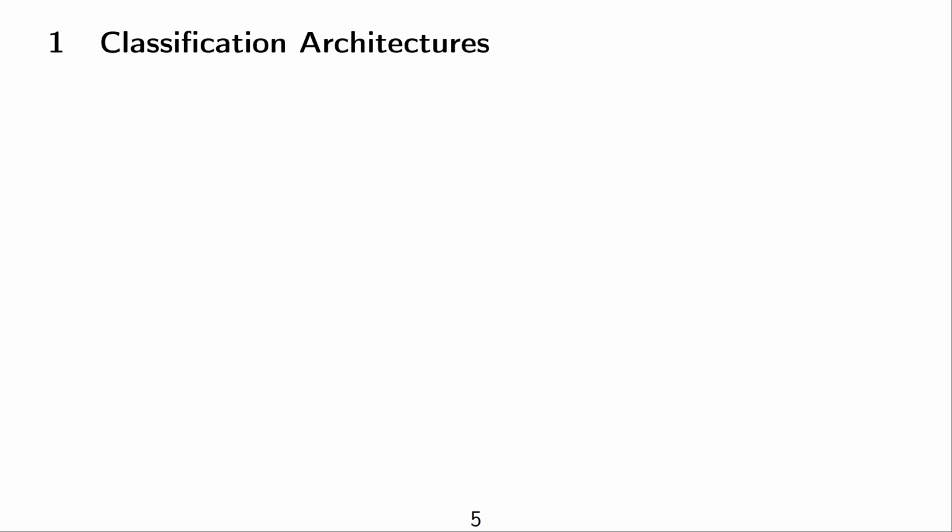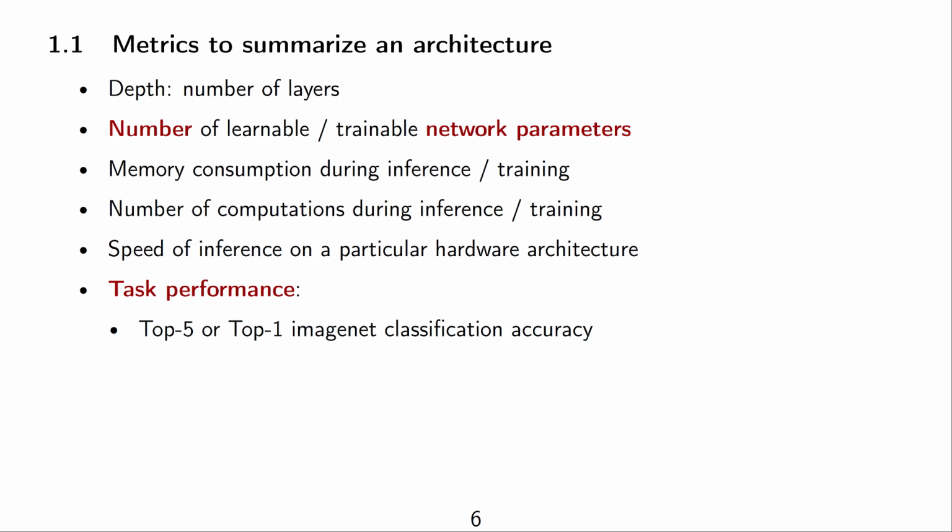In this lecture, we're going to talk about classification architectures. So there are different ways to characterize an architecture. A simple one is to use depth as the number of layers. A very important characteristic that a lot of recent work focused on is the number of learnable or trainable network parameters.